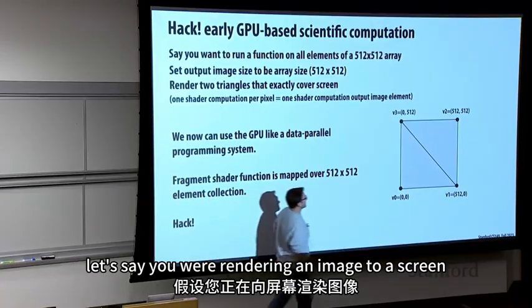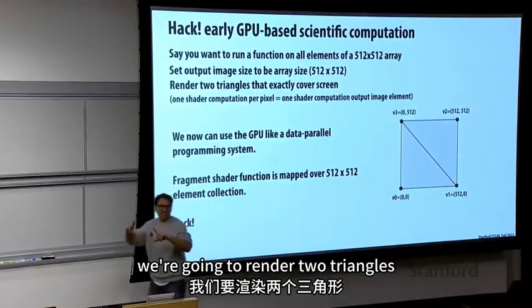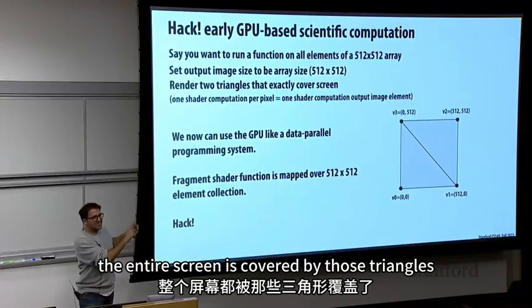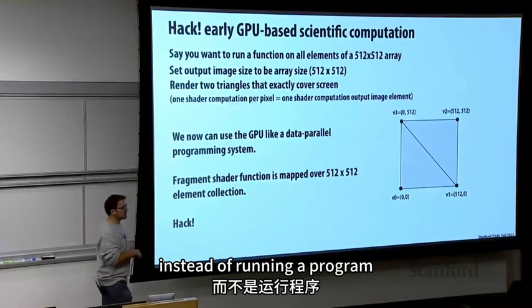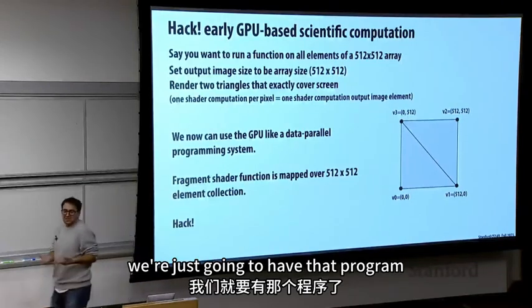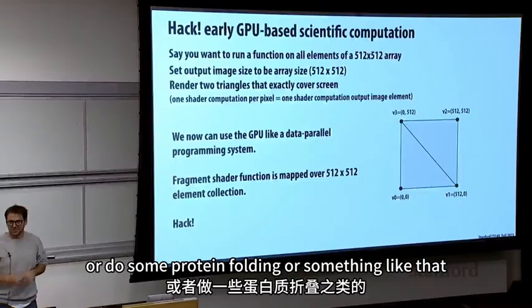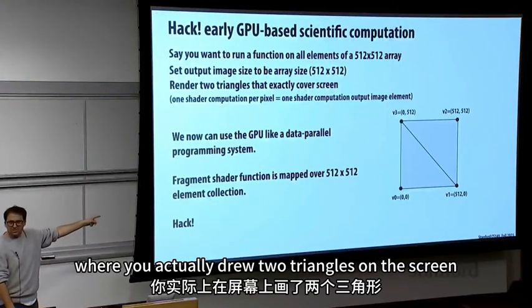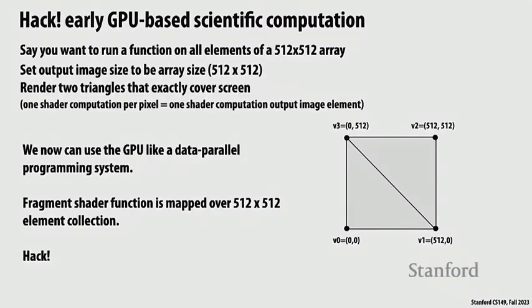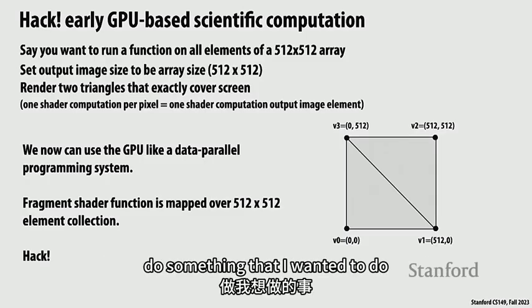And they started to hack by doing the following. Let's say you were rendering an image to a screen that was 512 by 512. They said, here's what we're going to do. We're going to render 2 triangles so that the entire screen is covered by those triangles. And then, instead of running a program that computes the color of something, we're just going to have that program do something interesting, like time step a particle in a physics simulation, or do some protein folding or something like that. So there was this big hack where you actually drew 2 triangles on the screen, basically to create 512 squared function calls. And then inside this thing that was supposed to compute the color of a surface, you just said, do something that I want it to do.